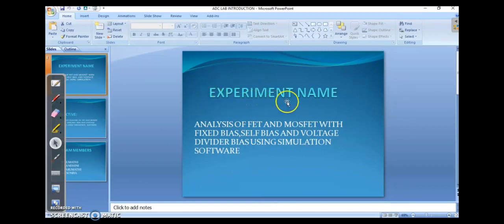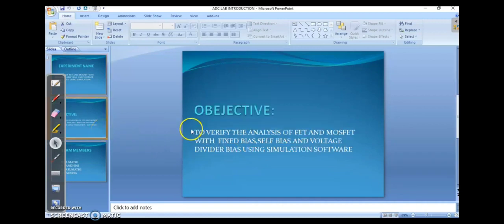Hello everyone. Here we are going to explain the experiment of analysis of FET and MOSFET with fixed bias, self bias and voltage divider bias using simulation software. The main objective of this experiment is to verify the analysis of FET and MOSFET with fixed bias, self bias and voltage divider bias using simulation software.